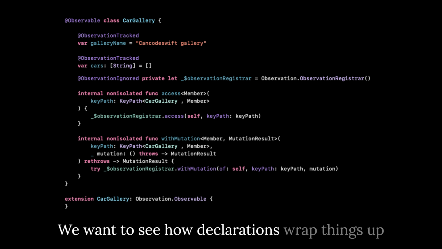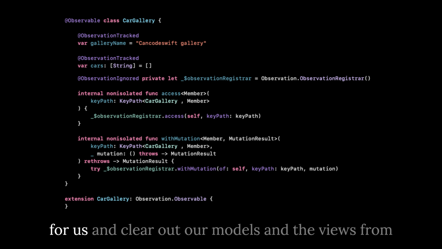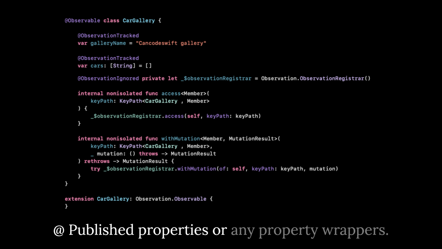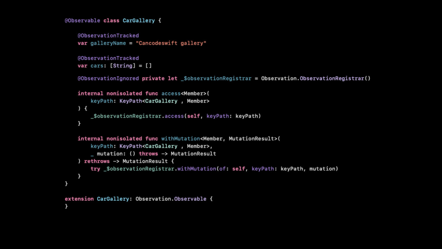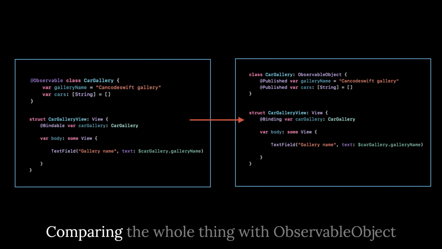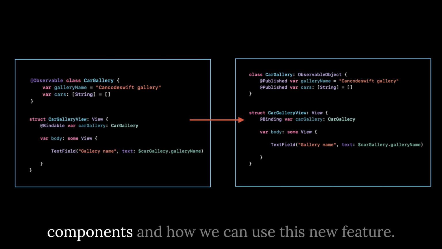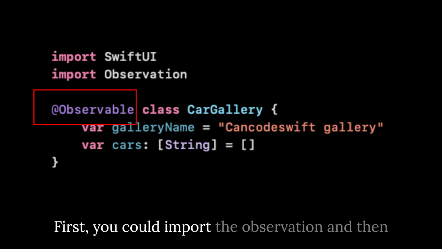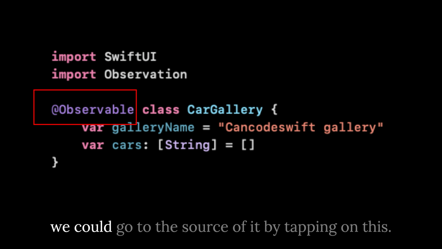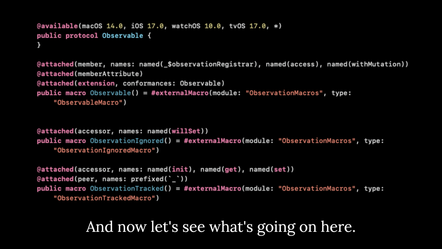Since Observable is a macro, initially we will be looking at the implementations behind the declarations. We want to see how the declarations wrap things up for us and clear our models and views from Published properties or any property wrappers. Then we will show what's changed, comparing the whole thing with ObservableObject components and how we can use this new feature. First, you can import Observation, and then we can go to the source of it by tapping on this. Now let's see what's going on here.